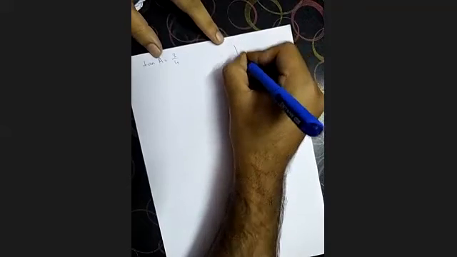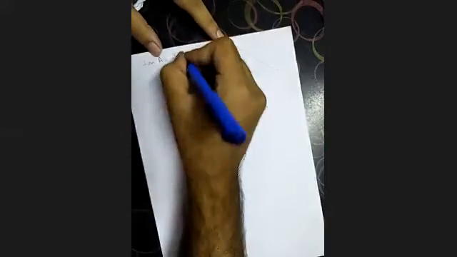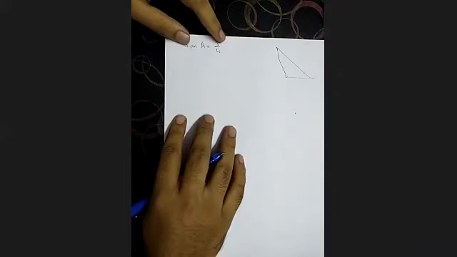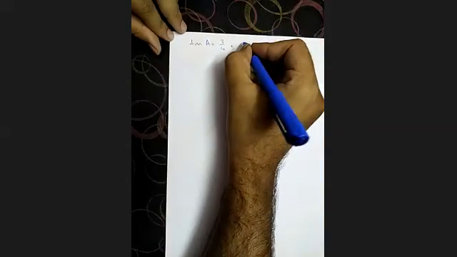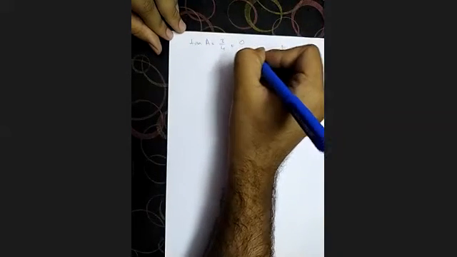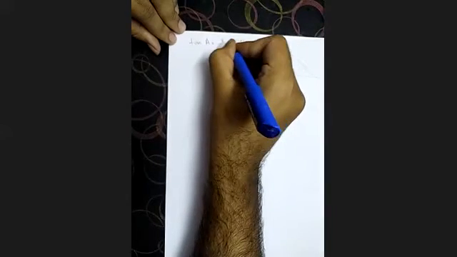Okay, so tan A is equal to 3 by 4, that is given to us in the question. You have to find the other trigonometric ratios. So what is tan A equal to? Tan A is equal to opposite by adjacent. So 3 is opposite and adjacent is 4.